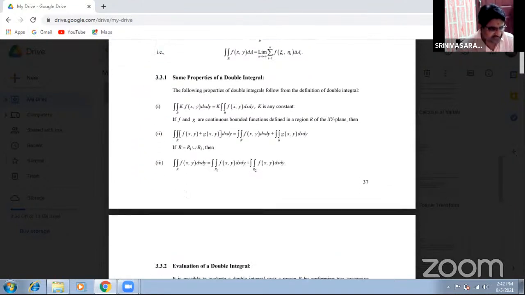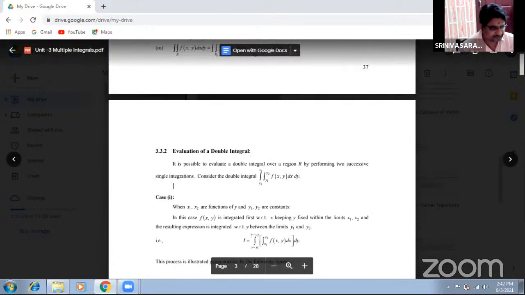And here the third property is: double integral over R of f(x,y) dx dy equals double integral over R1 of f(x,y) dx dy plus or minus double integral over R2 of f(x,y) dx dy. Now here is the evaluation of how to find the double integral.